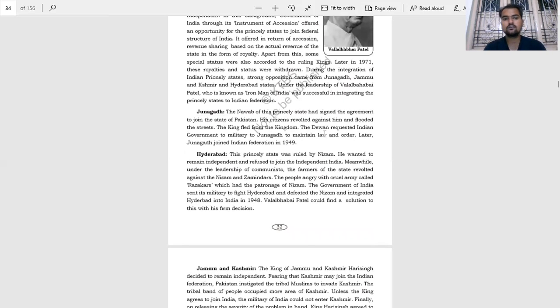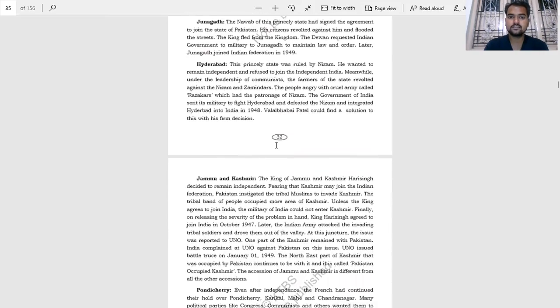So the Indian government entered Junagadh. Hearing this, the Junagadh Nawab ran away to Pakistan. So the Diwan of Junagadh signed the instrument of accession. In this way, Junagadh came into India.